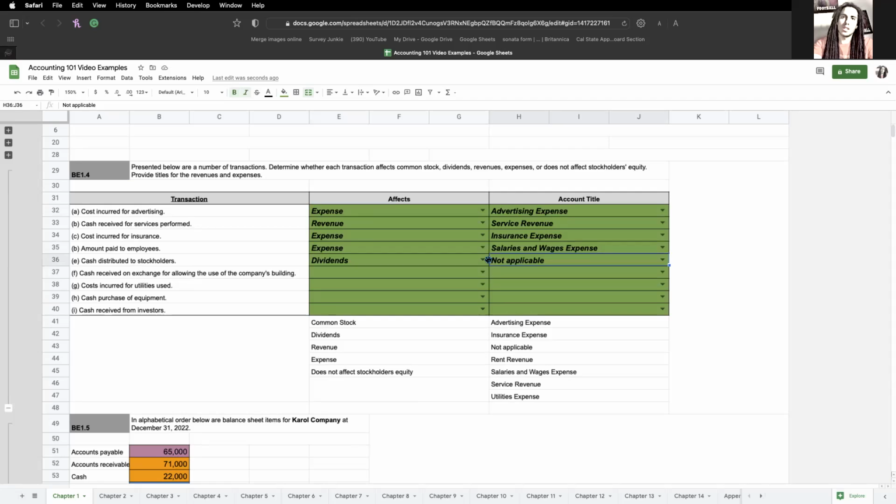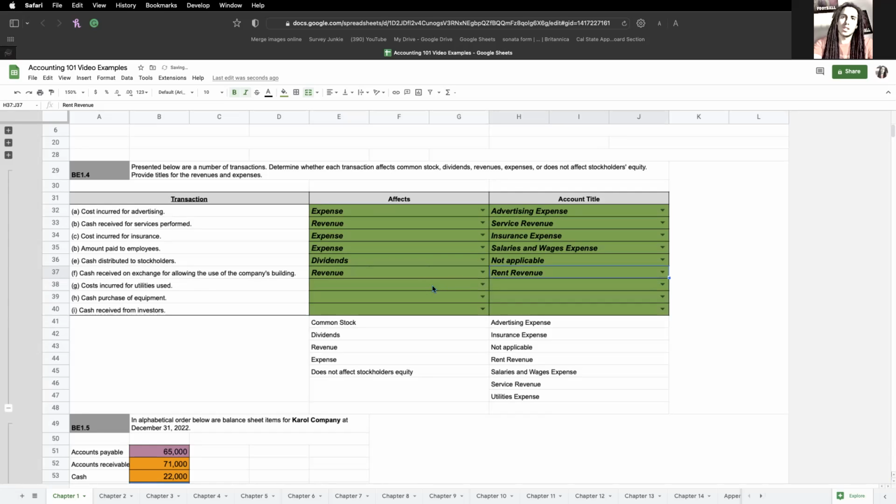Dividends, that is a cash payment to stockholders outside of the company versus an expense. That's the cost of resources or services used inside the business. That's the difference. Cash received in exchange for allowing the use of the company's building, this is a revenue. Specifically, this is rent revenue.